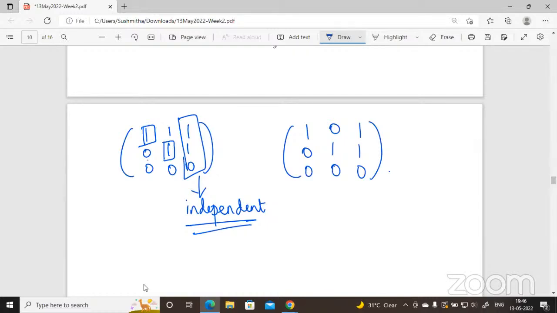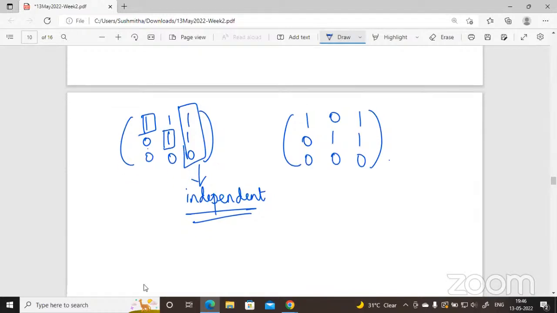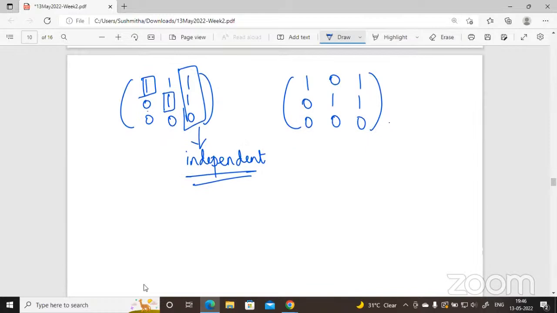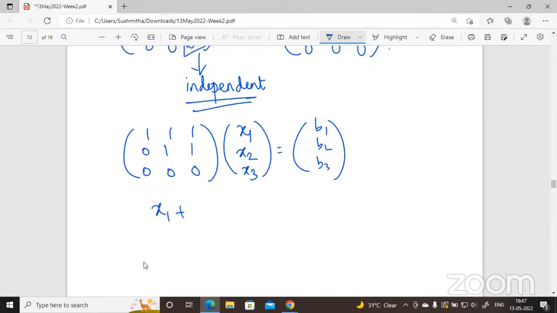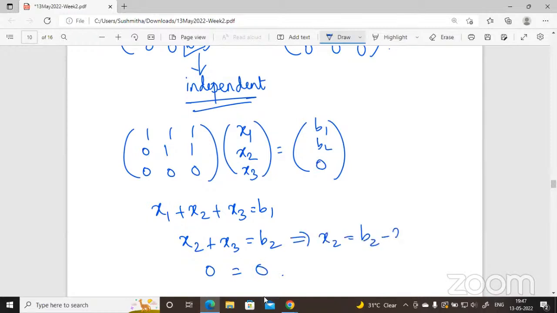Can you show any way to correlate pivot with dependent? I always mix up these two. No, it's obvious. You have the system reduced to this system now, with some values B1, B2, B3. So the system becomes x1 plus x2 plus x3 is equal to B1, x2 plus x3 is equal to B2, 0 is equal to 0. So x2 becomes B2 minus x3.